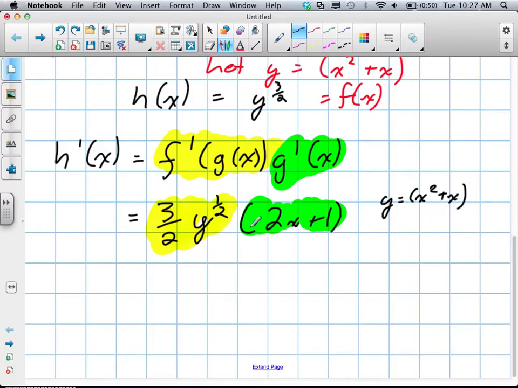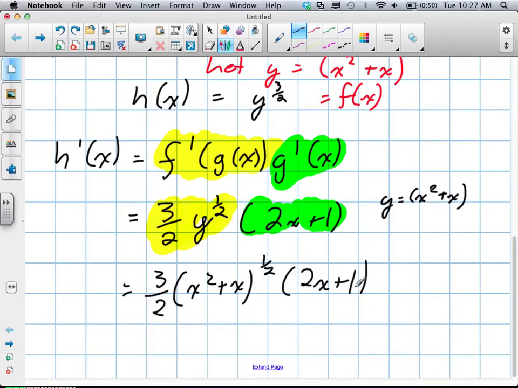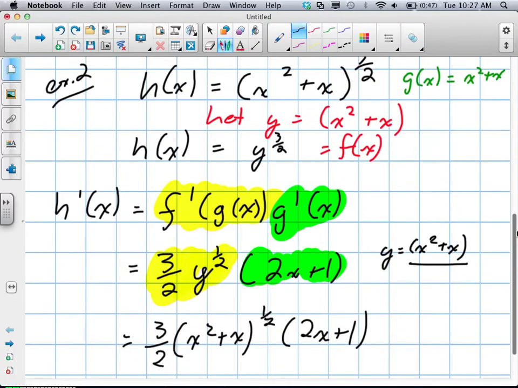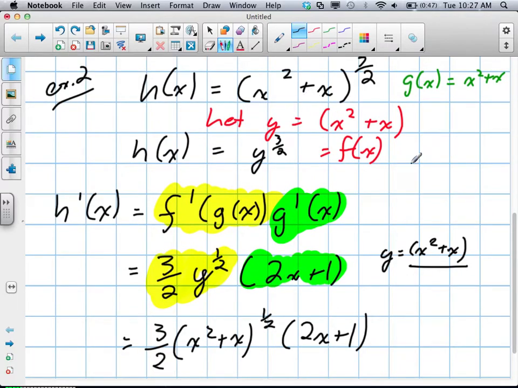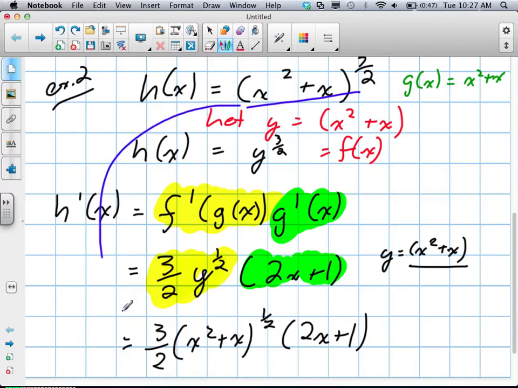So what I can do now is substitute back in case I was going to get confused at any point. This becomes 3 over 2, and we're still left with our x squared plus x to the power of a half multiplied by 2x plus 1. I've substituted that value back in case I was not able to see the original f at x outside function. Now many of you will be able to see that, and you'll be able to jump from this step right down to here, which is fine.